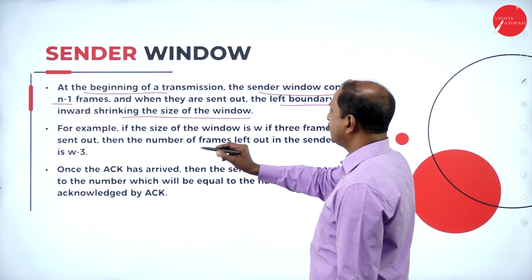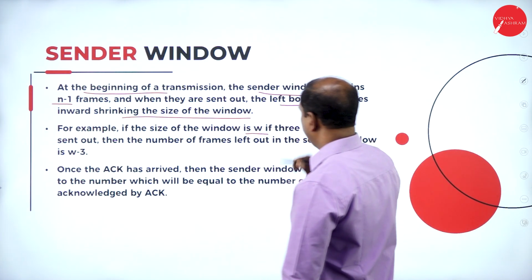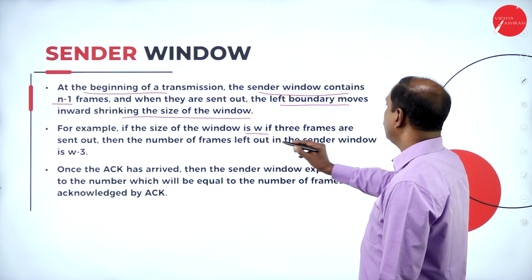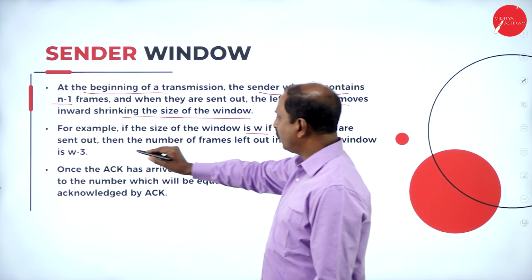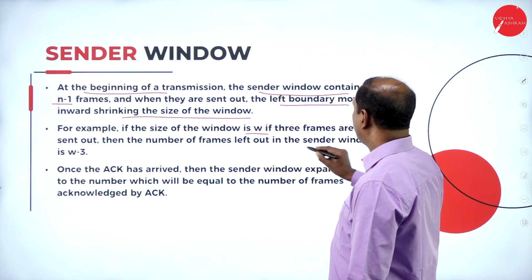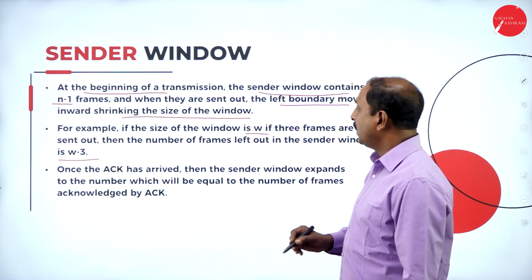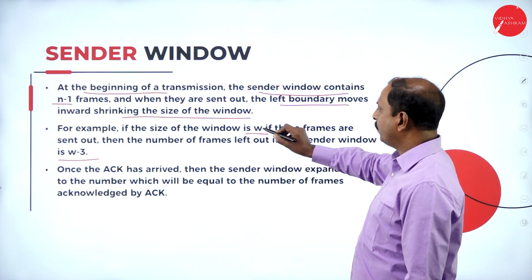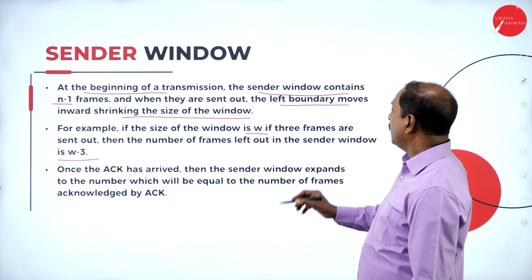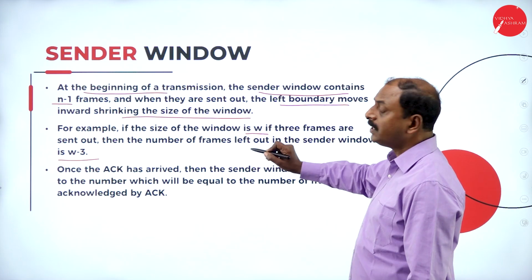Now, for example, if the size of the window is W and there are 3 frames sent out, then the number of frames left out will be W minus 3. So if the size is W, W minus 3 is the number of left out frames in the window.